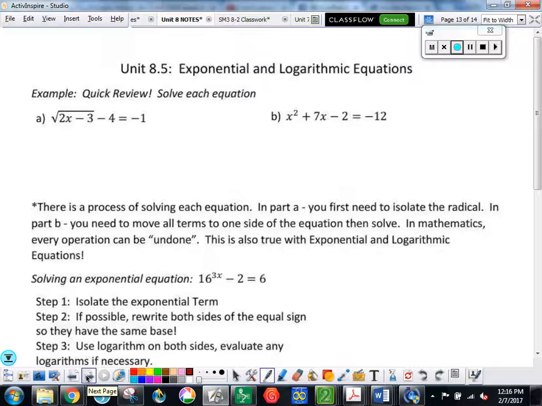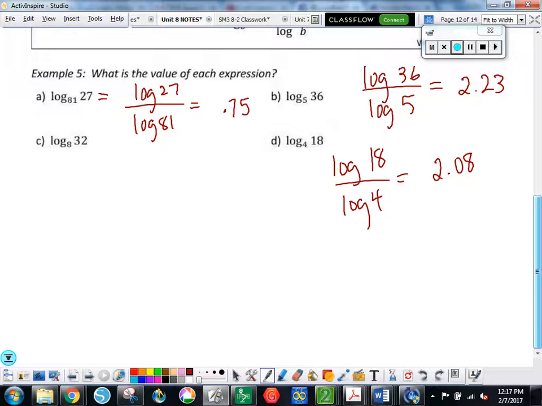I need to come around and get your day 1, 2, and 3 homework scores. What number was B? 2.2? I'm not sure. I'll pull it back up for you though. Part B was 2.23 is what I got. So for day 1.